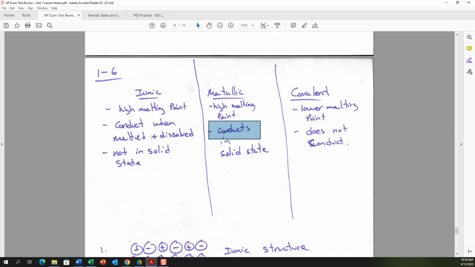You've probably seen multiple choice questions where they say this substance has a pretty high melting point. It didn't conduct electricity as a solid, but did conduct when dissolved in water. That would tell you it's ionic. If it had a high melting point and did conduct electricity as a solid, then you know it's metallic. If it didn't conduct electricity at all, then you probably think covalent. So those are things to remember.